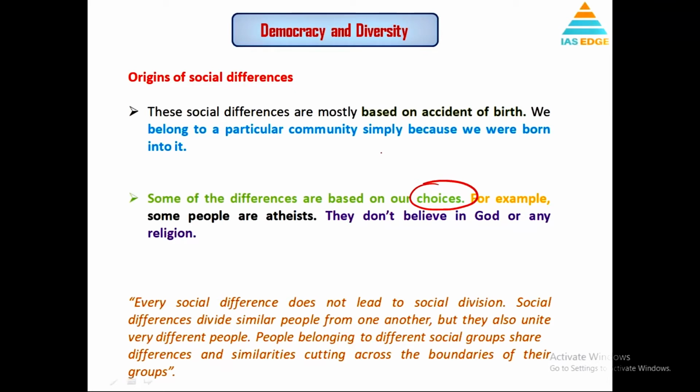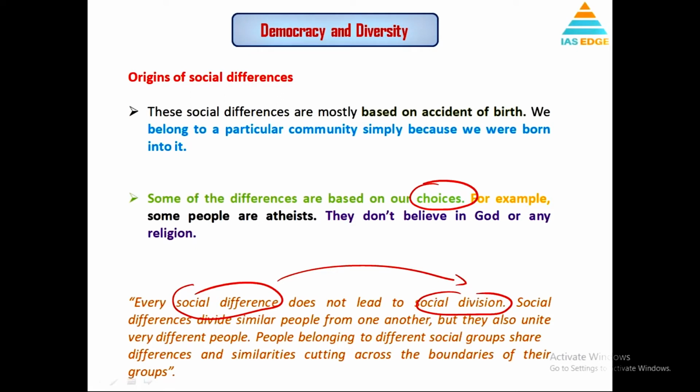Secondly, we also tend to make choices when we grow older. So today you are mature enough to decide what is right and what is wrong. At the same time you are also influenced by the culture and language or the religious or any kind of practices that you have seen in your family. So that is how the idea of social differences arises right from the beginning.